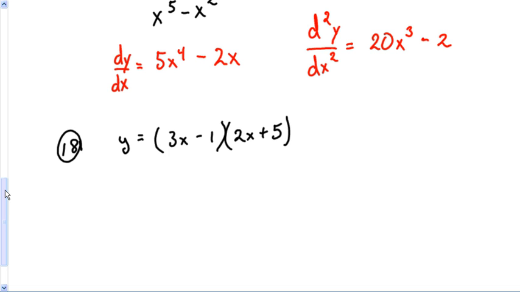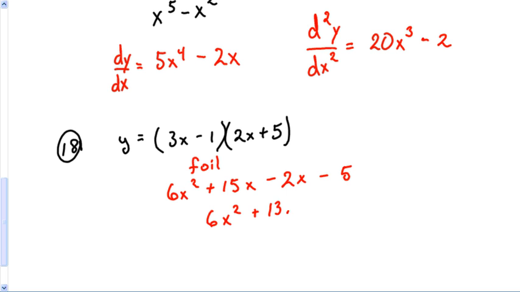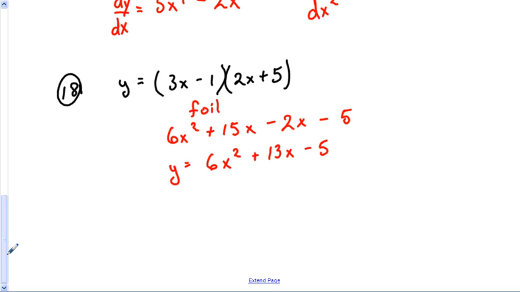Once again, all we need to do on this one is FOIL this thing. So that would be 6x squared plus 15x minus 2x minus 5. So 6x squared plus 13x, hopefully that's not bad luck, minus 5. So here is our function. So now let's see if we can take the derivative of this function.